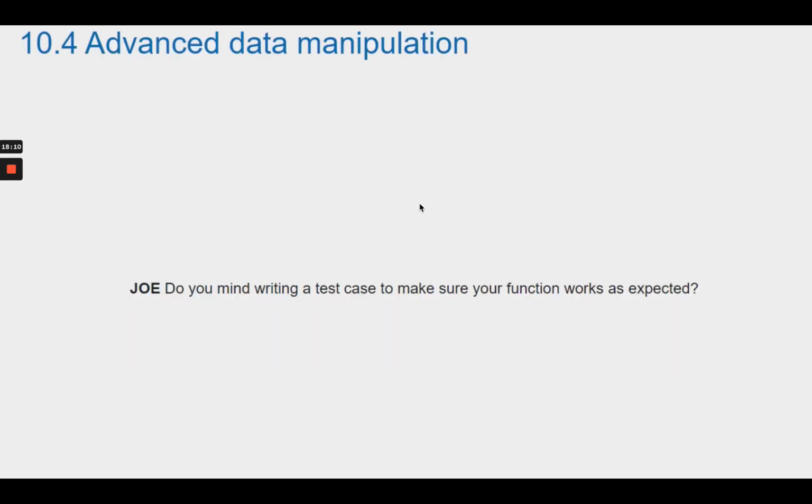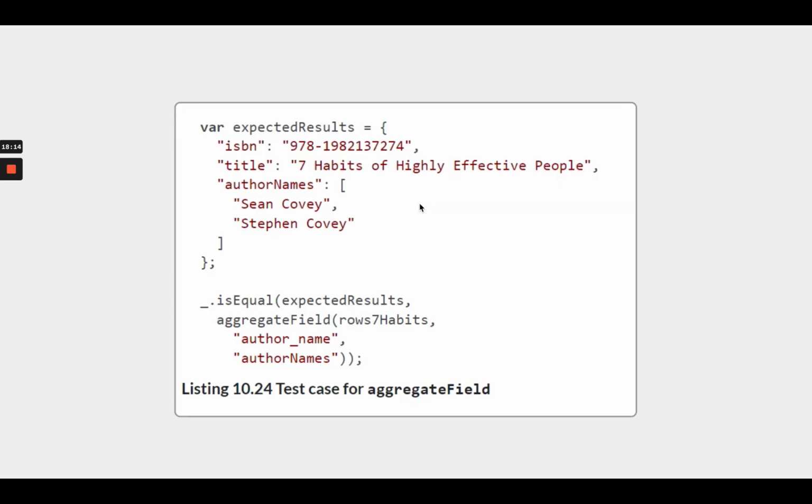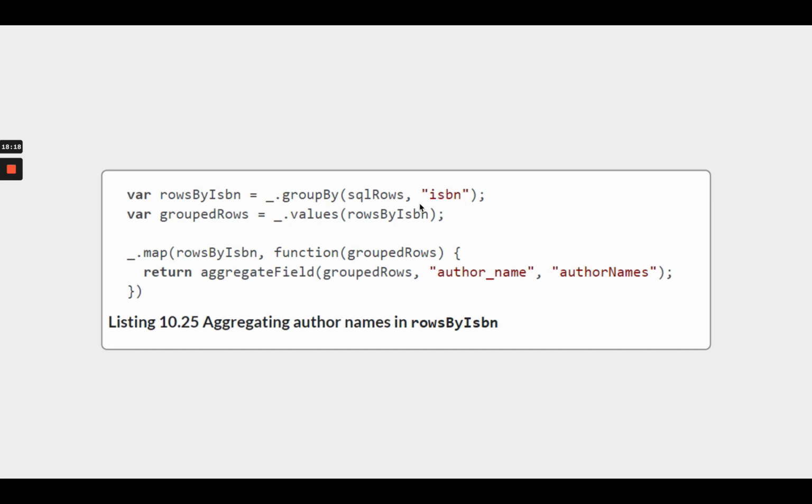Joe: Do you mind writing a test case to make sure your function works as expected? Theo: With pleasure. Take a look. Joe: Excellent. Now that we have a function that aggregates a field from a list of rows, we only need to map the function over the values of our rows by ISBN. Let me code that up for you.